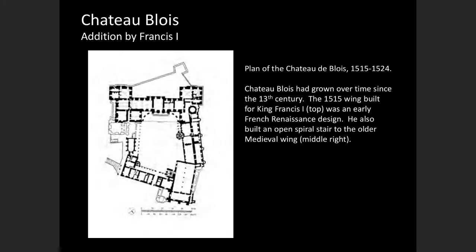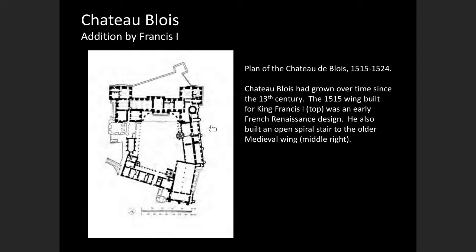And this is a complex, a country estate that the French kings had. This is outside of Paris, near the Loire Valley. And Francis I decides to put this addition on in 1515. And the element we're really going to be talking about is this element up here at the top.